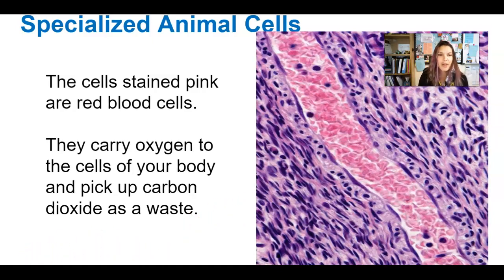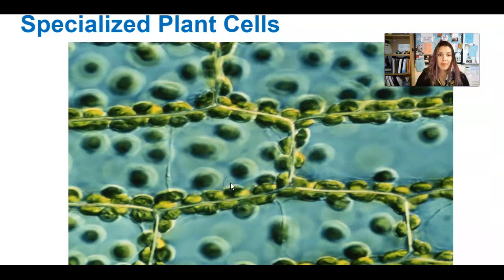All right, so in this slide we're talking about specialized animal cells, and animals have a variety of different cells that we call differentiated cells. For example, the red blood cells carry oxygen to cells of your body. They pick up carbon dioxide as waste and bring it to your lungs so that you can then reoxygenate your blood through your heart and pump it through your body. All of these differentiated cells have to work together in every animal in order to maintain homeostasis.